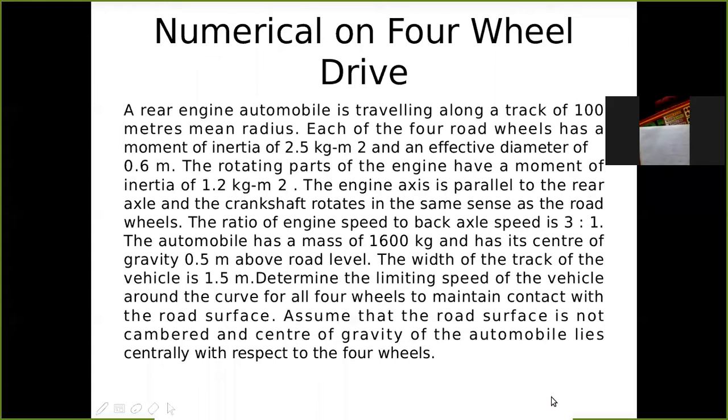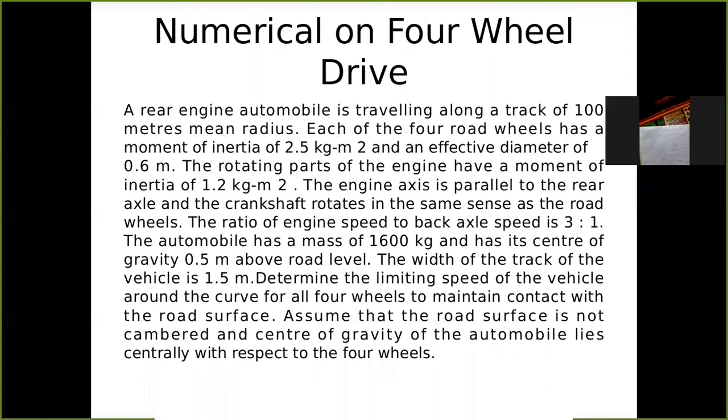A rear engine automobile is traveling along a track of 100 meters mean radius. Each of the four road wheels has a moment of inertia of 2.5 kilogram meter square and an effective diameter of 0.6 meter. The rotating parts of the engine have a moment of inertia of 1.2 kilogram meter square. The engine axis is parallel to the rear axle and the crankshaft rotates in the same sense as the road wheels. This part you notice, the crankshaft rotates in the same sense as the road wheels. The ratio of engine speed to back axle speed is 3:1.